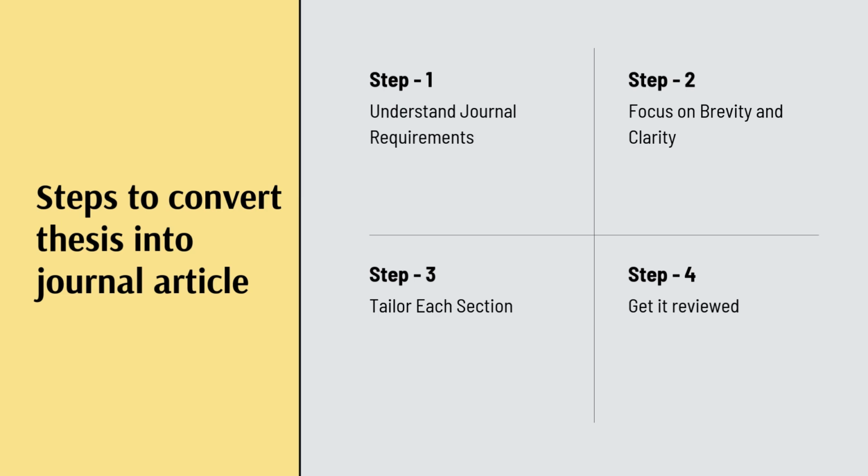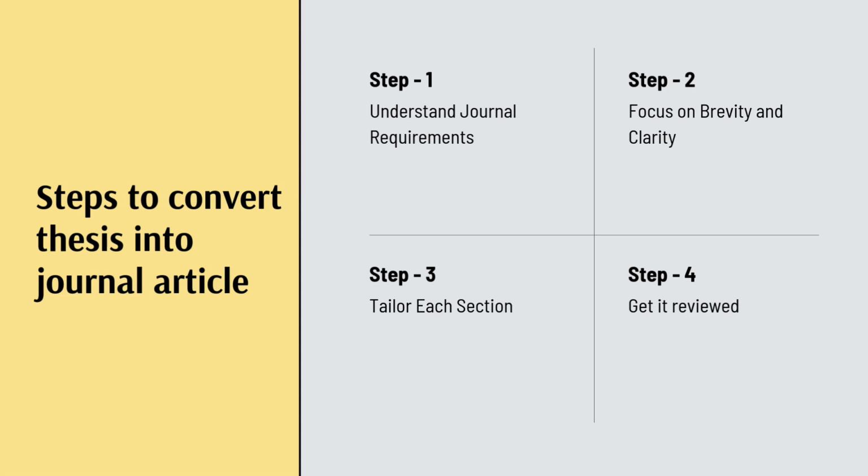Step 3. Tailor each section. Let's go section by section. 1. Abstract. Condense to 150 to 250 words. Highlight key objectives, methods, findings, and implications. 2. Introduction. Summarize the literature review and clearly state your research question or hypothesis. 3. Methods. Include essential details, referring to supplemental material for extensive descriptions. 4. Results. Focus on primary analysis. Leave additional findings for supplementary files if needed.